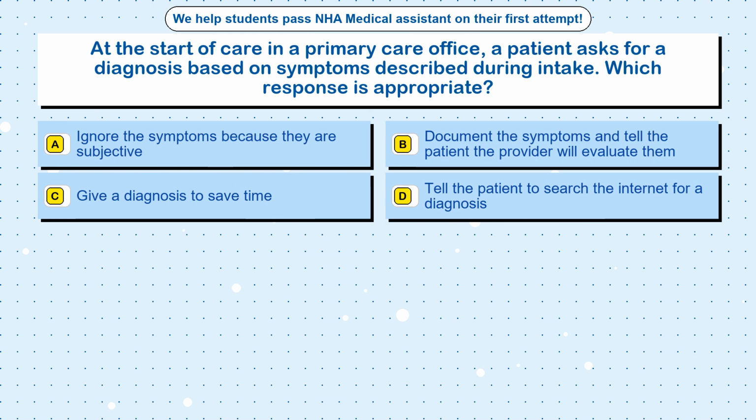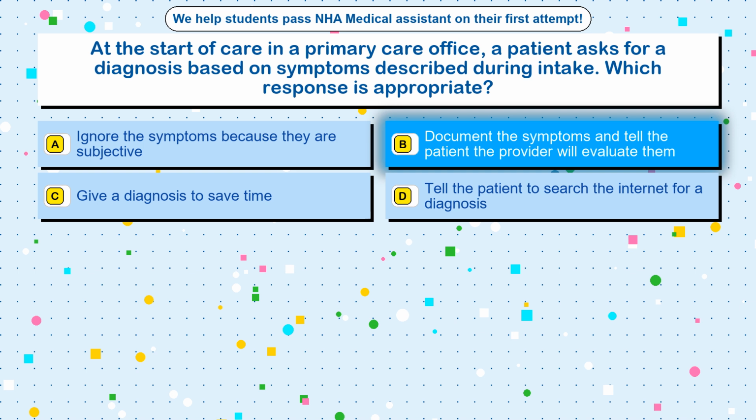Question 4. At the start of care in a primary care office, a patient asks for a diagnosis based on symptoms described during intake. Which response is appropriate? Option A, ignore the symptoms because they are subjective. Option B, document the symptoms and tell the patient the provider will evaluate them. Option C, give a diagnosis to save time. Option D, tell the patient to search the internet for a diagnosis.